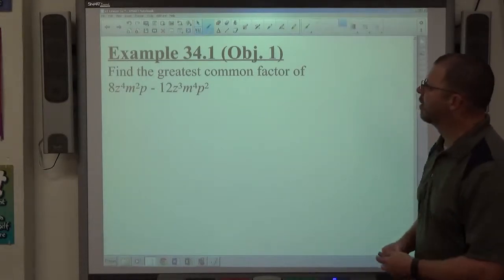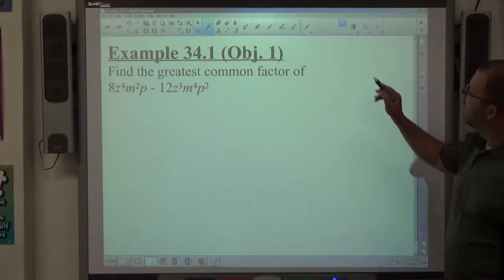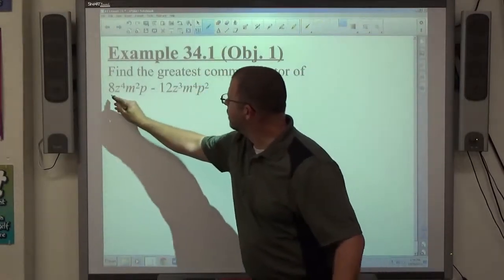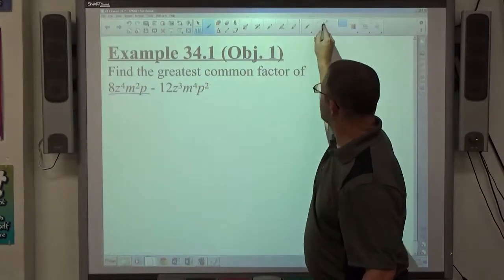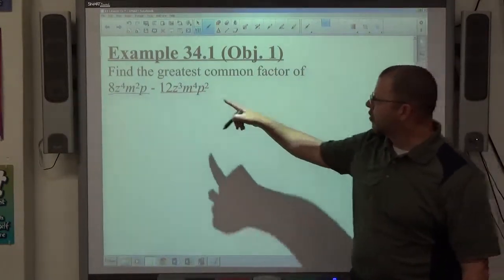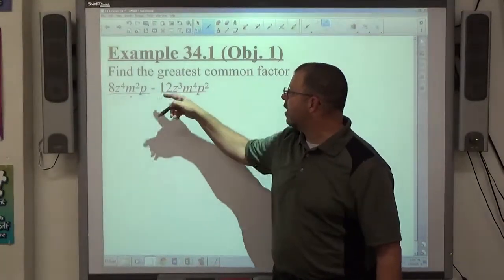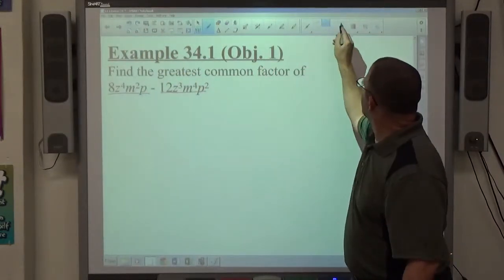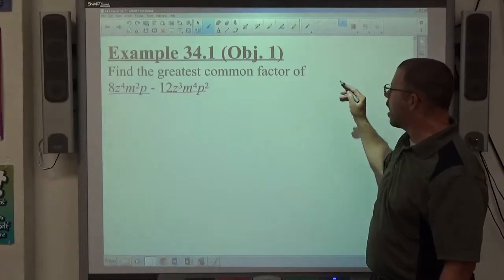So example 1: find the greatest common factor of 8z to the 4th m squared p minus 12z cubed m to the 4th p squared. The 2 terms, the one underlined in blue and the one underlined in red, are separated by a minus sign, making them separate terms. And if we're looking at a prime power factorization, all I really have to do is factor the number.